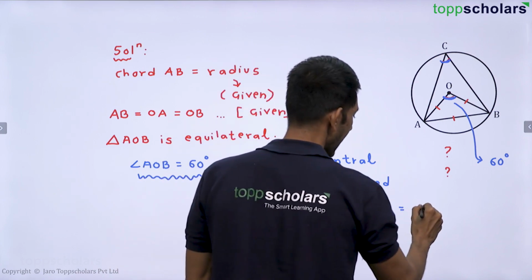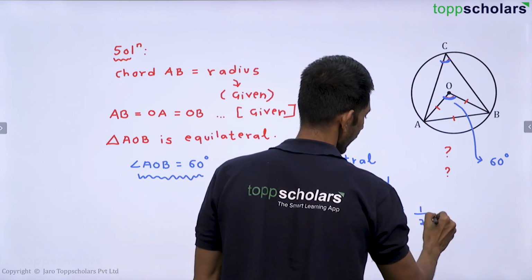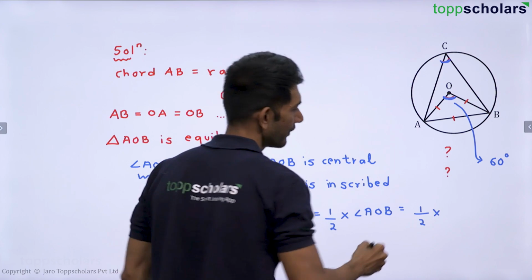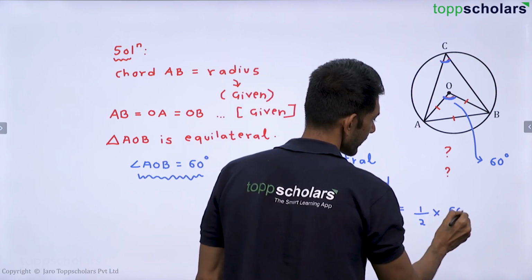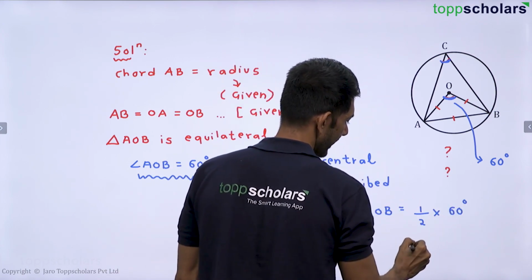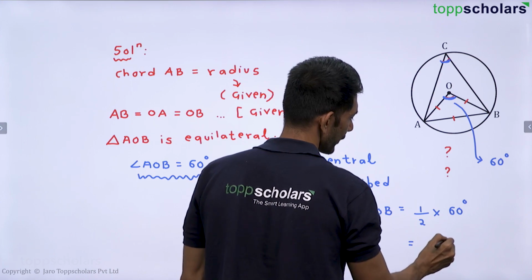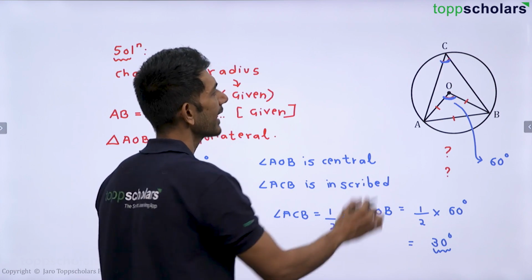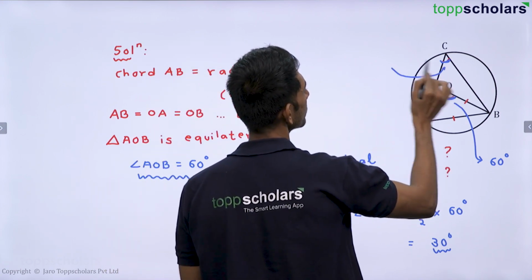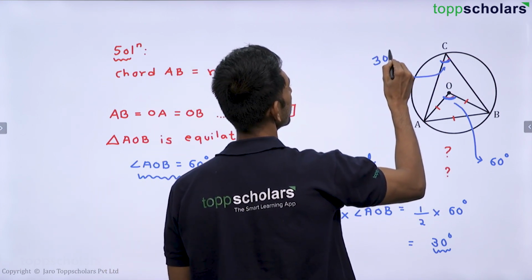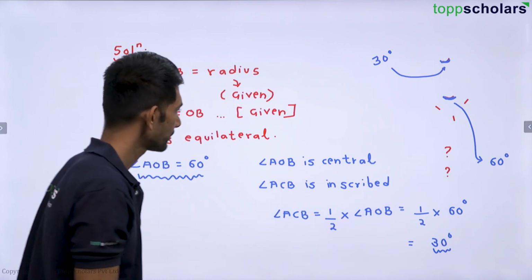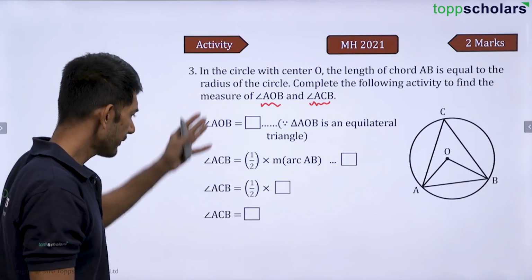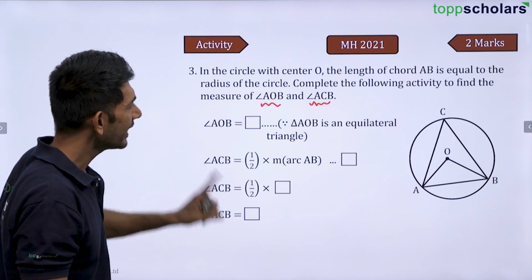So can I say this is half of AOB? AOB is 60 degrees. So can I say this becomes 30 degrees? So we got the answer. That is exactly what we needed. This angle over here is 30 degrees, correct?